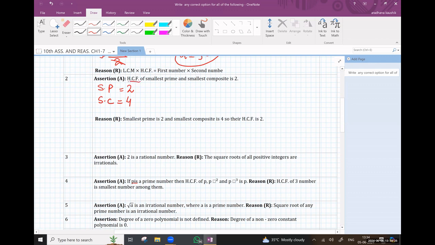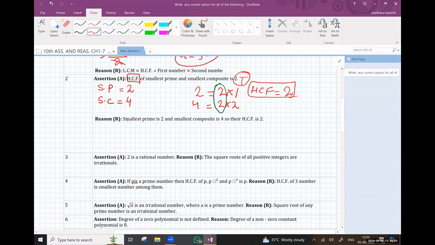And when we take the HCF, we'll get the factor of 2 is 2 into 1. Factor of 4 is 2 into 2. And the HCF will be the common number. HCF is 2. So here you can see that this statement is true.